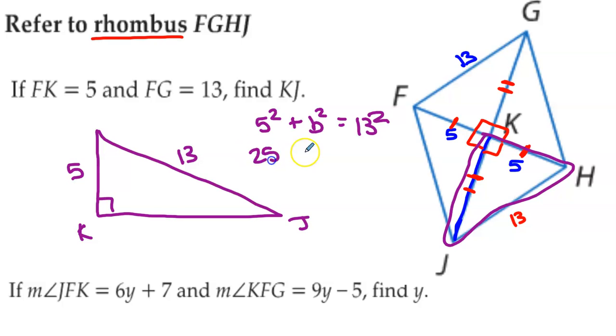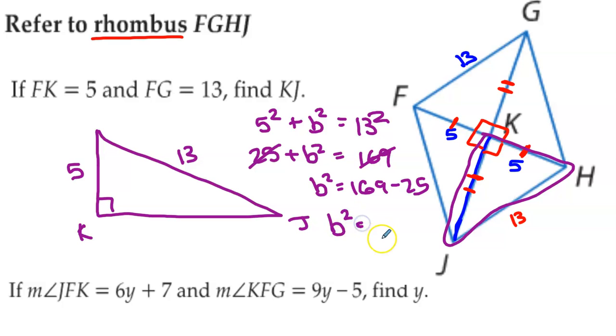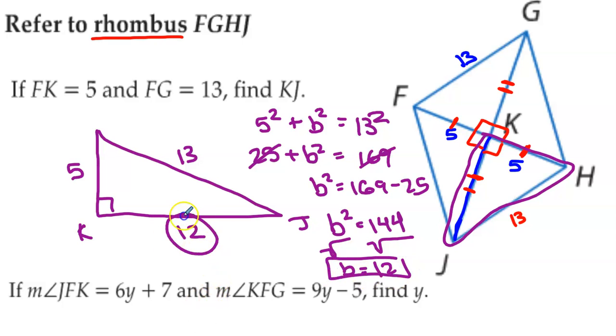So we get 25 plus b squared equals 169. So we'll get b squared equals, let's subtract 25 from both sides. So we get 169 minus 25. We'll figure out what that is. b squared equals 144. So we'll take the square root of both sides, and we will figure out that b equals 12. Boom! So b equals 12, which means that KJ equals 12. Problem solved.